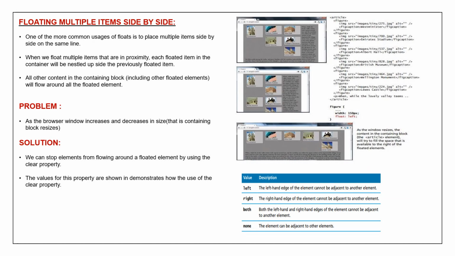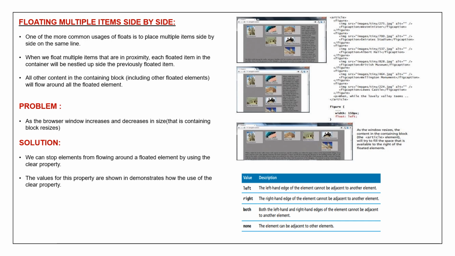Floating multiple items side by side. One of the more common usages of floats is to place multiple items side by side on the same line. When we float multiple items that are in proximity, each floated item in the container will be nestled beside the previously floated item. All other content in the containing block, including the other floated elements, will flow around all the floated elements.